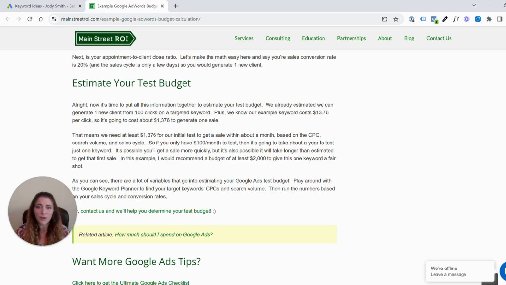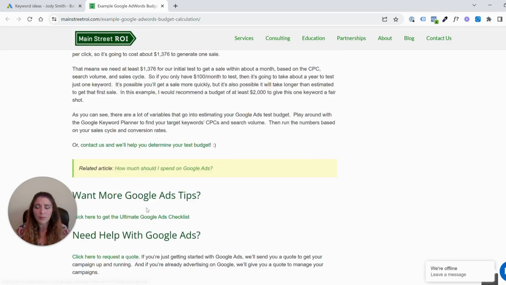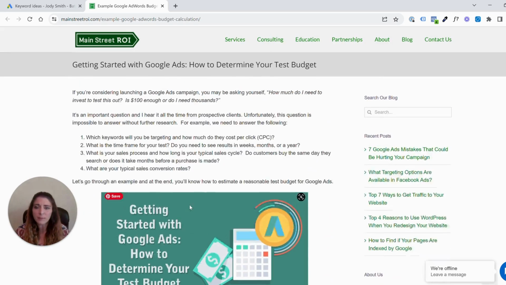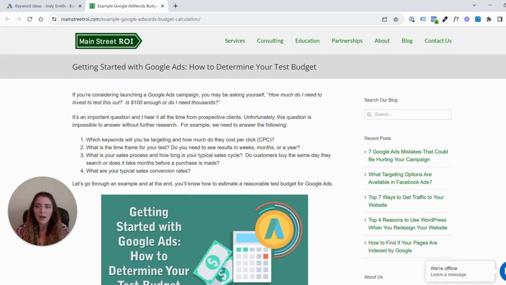Now, if you could do at least $2,000 a month for your monthly budget, then that would give us a better idea of how quickly we can optimize, because you're going to at least need to spend this much just to get one sale. Now, this is just all theoretical, but these are a pretty good guideline into how you can determine what your test budget ought to be in Google Ads.